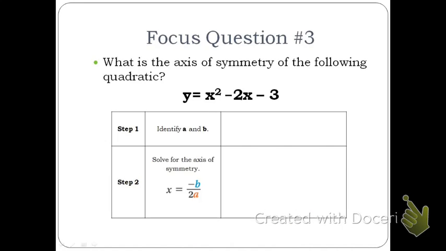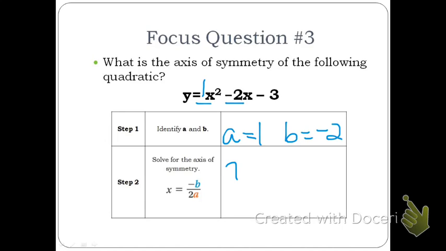We'll try one more example. In this equation, your a value is equal to, I don't see a number in front of my x squared, but remember that means it's 1. Your b value is negative 2. Don't forget those signs of the coefficients. Don't just say 2. Common mistake.